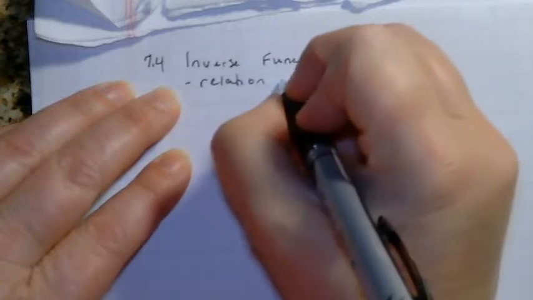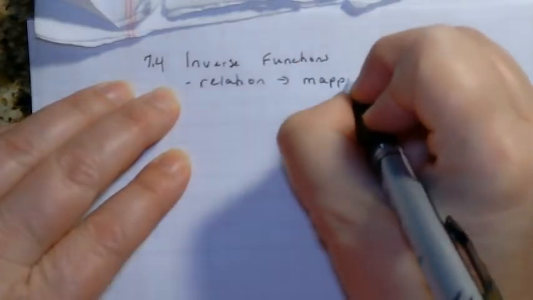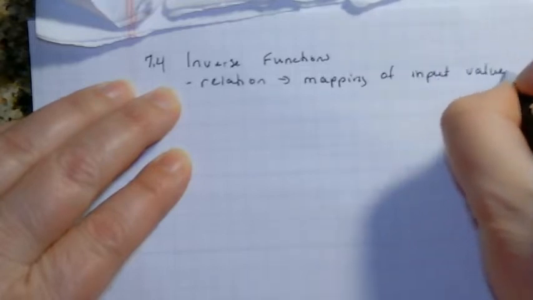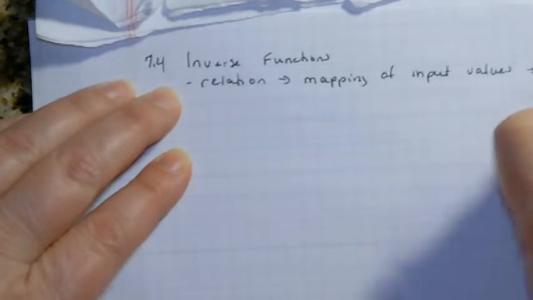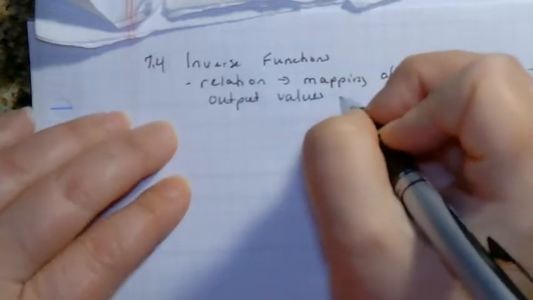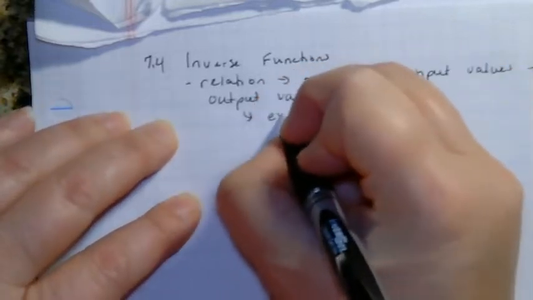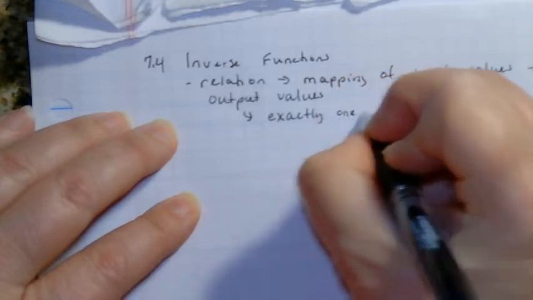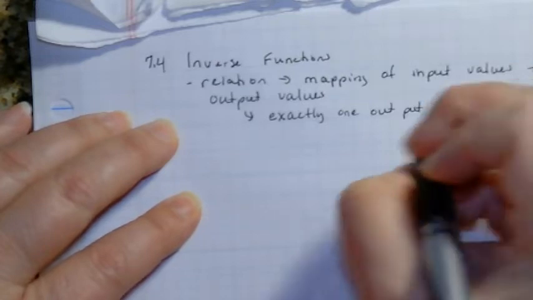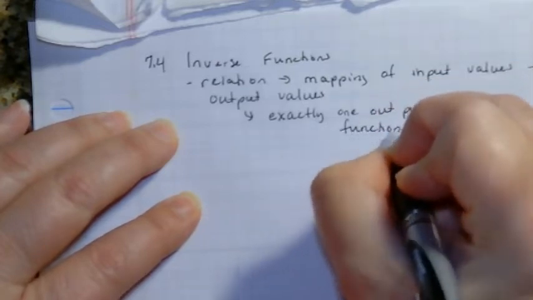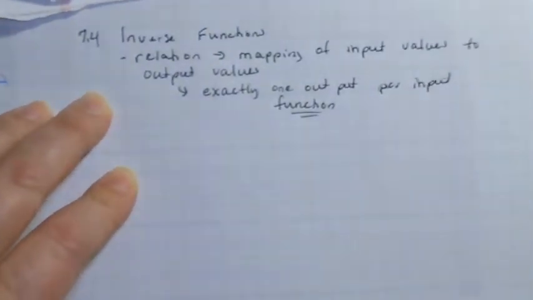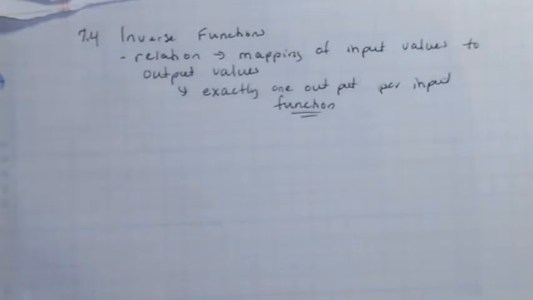A relation is a mapping of input values to output values. If you have exactly one output per input, we call that a function. And that's what we've been talking about all up until this point. If it's a function, it also passes the vertical line test.